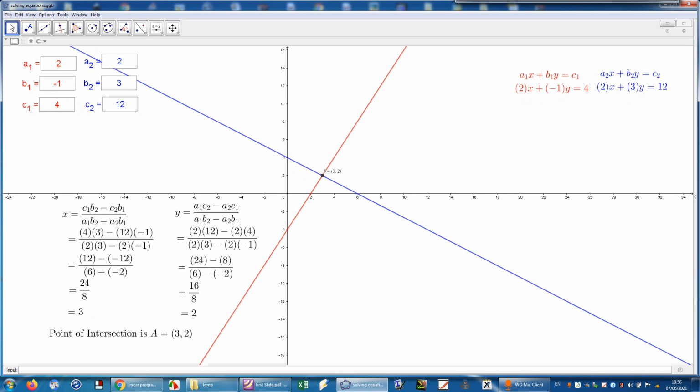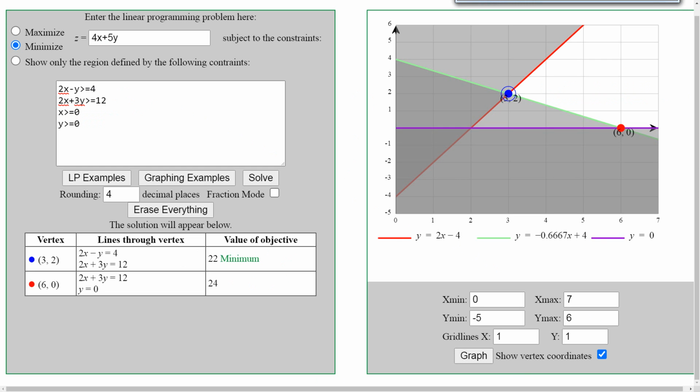Let us come back to the linear programming problem. Thus we have seen that the coordinates of point A are 3 and 2. We are having two points, B and A. A has coordinates 3 and 2 and B has coordinates 6 and 0. This is the third step. We have determined two vertices of the feasible region.